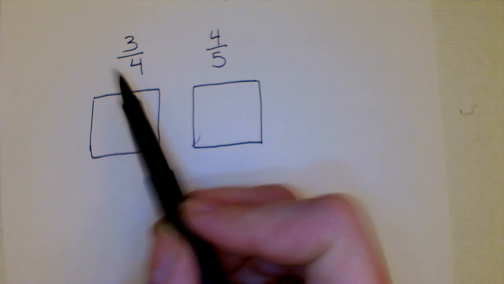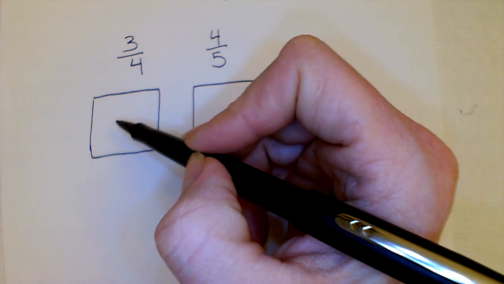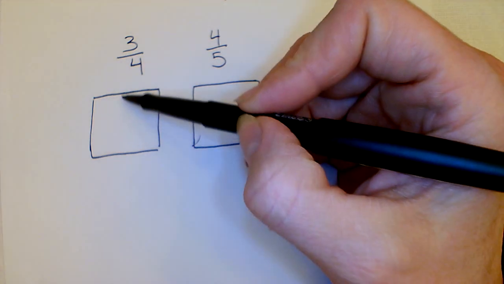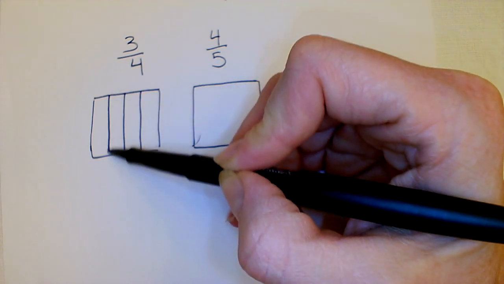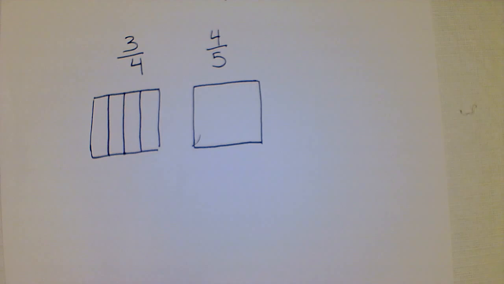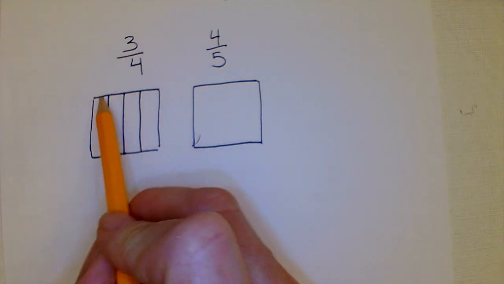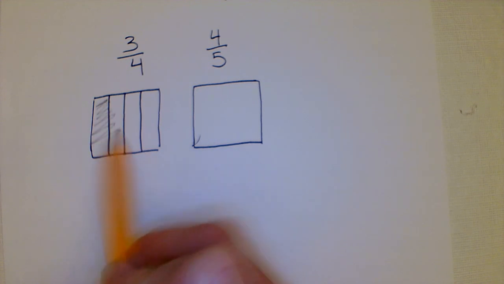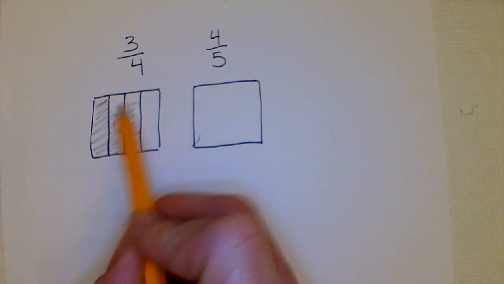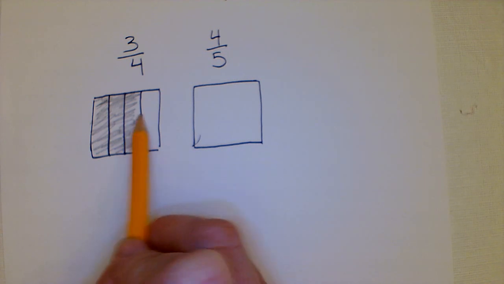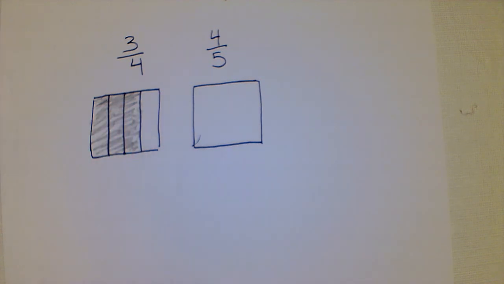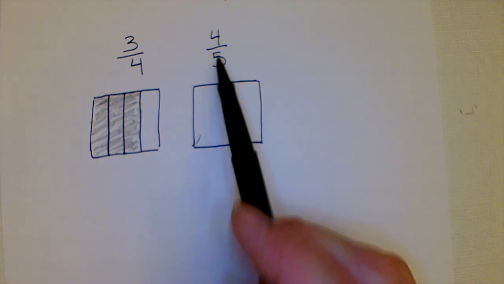Okay, so I'm going to divide this into 4 pieces, this first one, because I have fourths. So let me do the best I can to try and make them even. And then since my numerator is 3, I have to shade in 3 of those fourths. So my numerator is 3, I'm going to shade in 3 of them. So I'm going to do my best to try and shade these 3 in nicely for us to work with. Okay, so now let's go ahead and let's do 4/5.